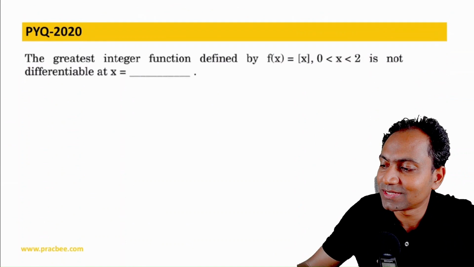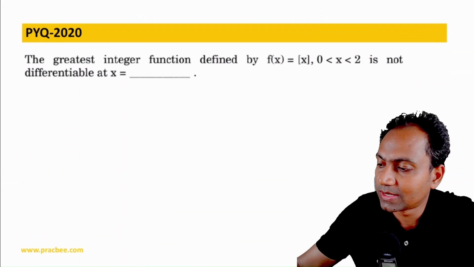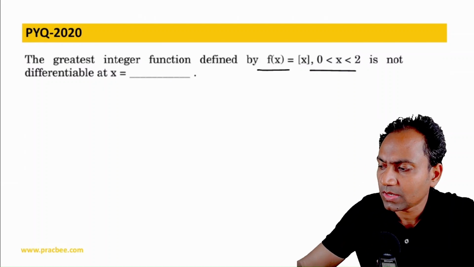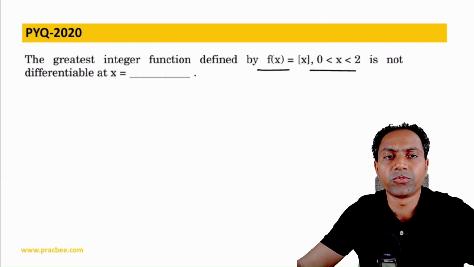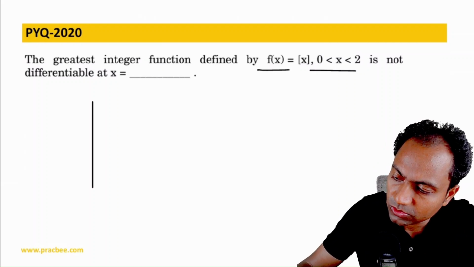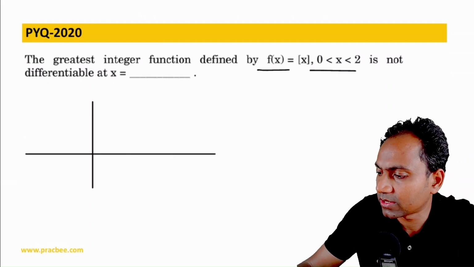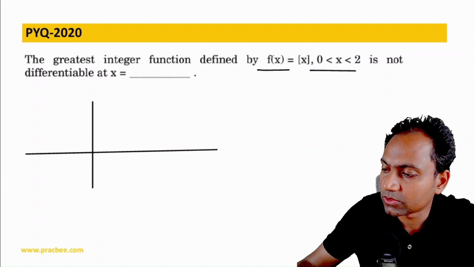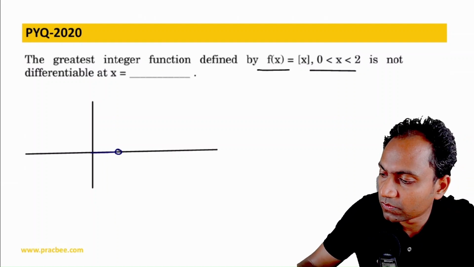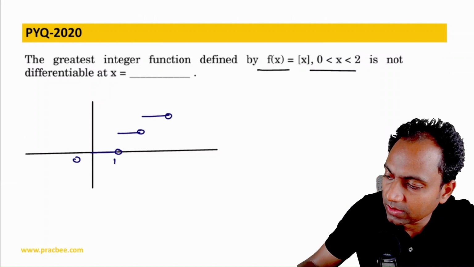If I move forward, there is this 2020 question that talks about the greatest integer function between 0 to 2. You can see again it is a fill in the blank, so I do not need to show my process. So my graphical approach will again work in solving this question. Let us see how it works out. The greatest integer function graph between 0 to 2 will appear something like this. So this is 0, 1 and 2.